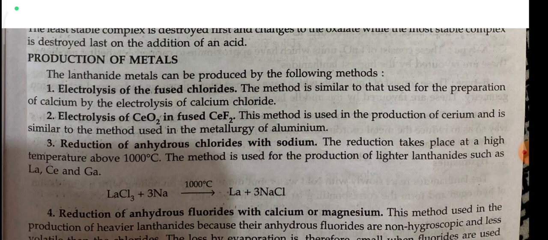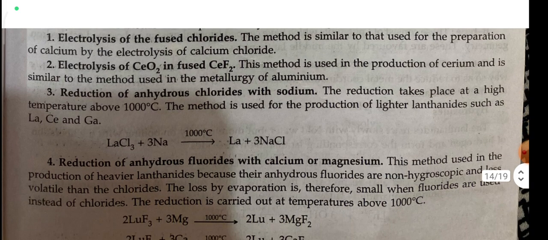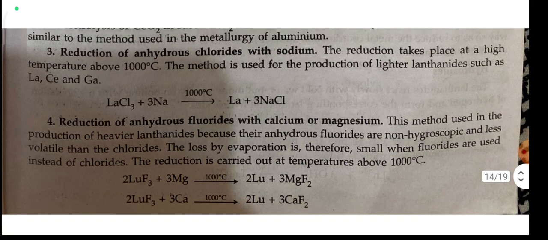Production of metals. Electrolysis of the fused chlorides. The method is similar to that used for the preparation of calcium by the electrolysis of calcium chloride. The electrolysis of CeO2 in fused CeF3. This method is used in the production of cerium and is similar to the method used in the metallurgy of aluminium.